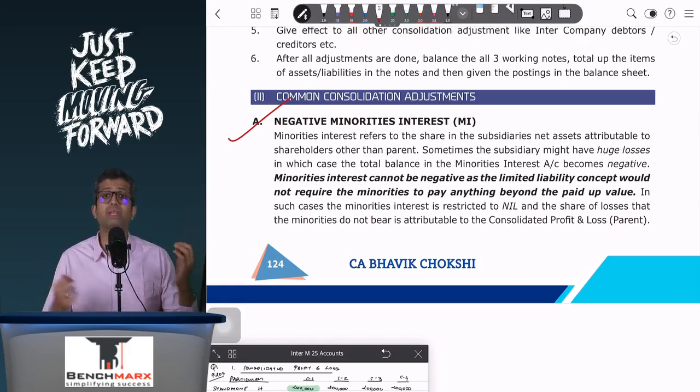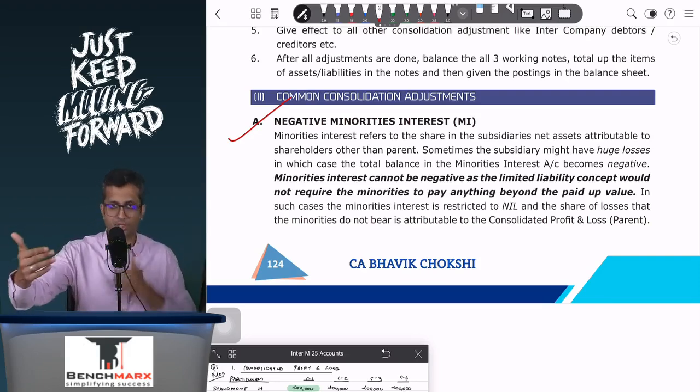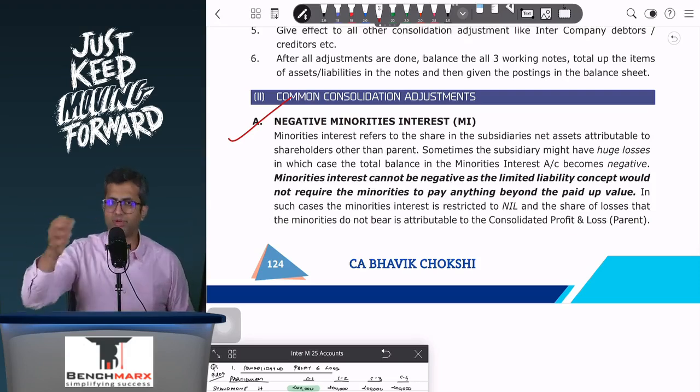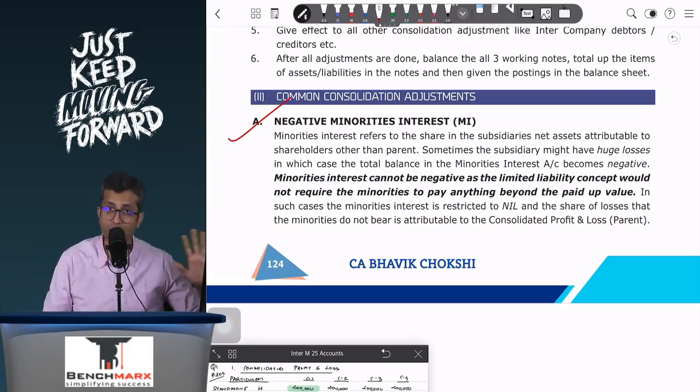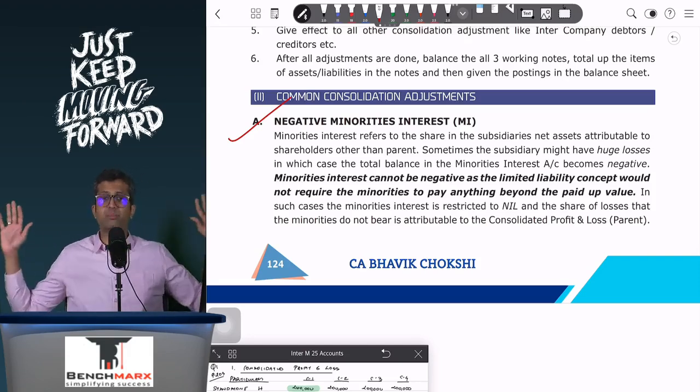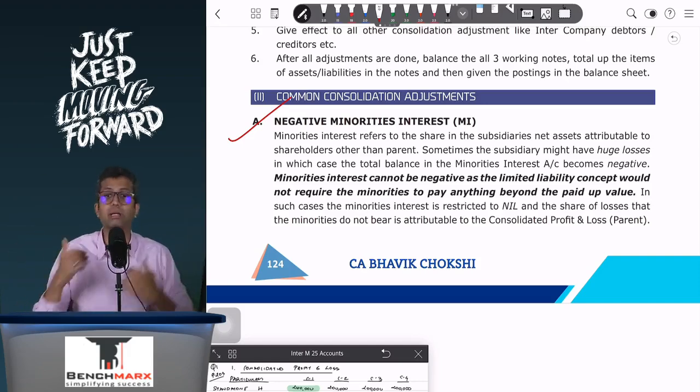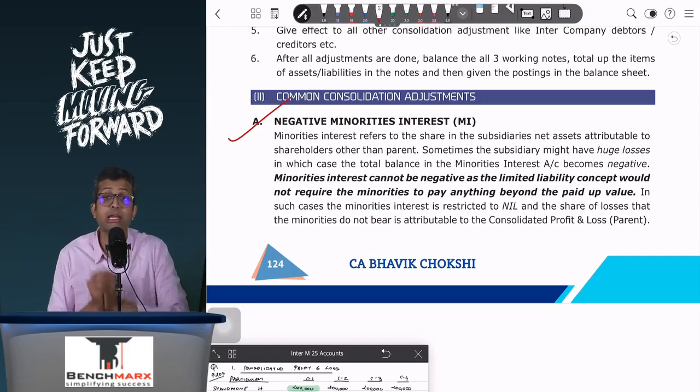Why? Because of the limited liability concept, where the minorities will say that, well, you know what, after my minorities become 0, if you show a negative, that is a debit balance in minorities, that means the company will call money from the minority holders and they will have to pay. However, as per the limited liability concept, the minority holders will say that beyond my paid up value or face value, I'm not supposed to pay anything else, and hence you will restrict the minorities interest to a 0 balance.